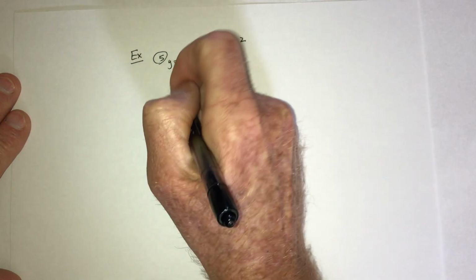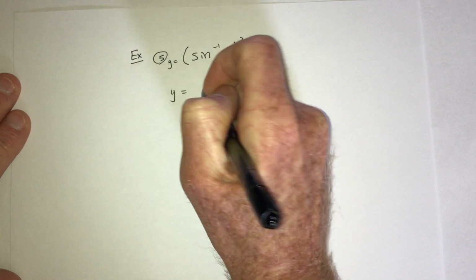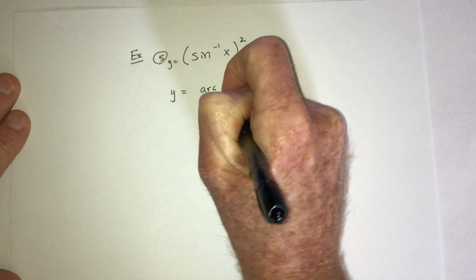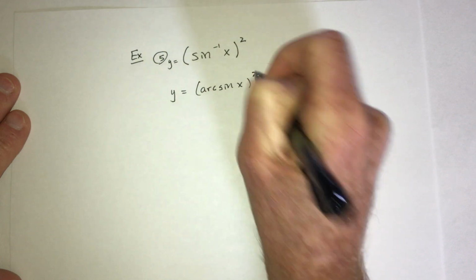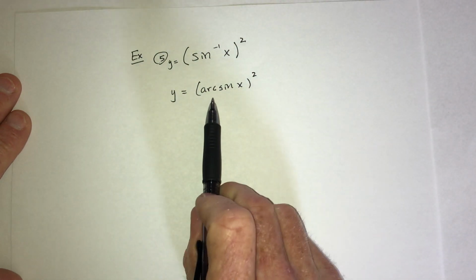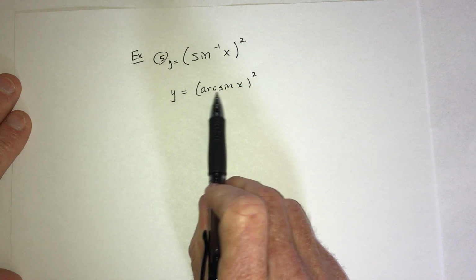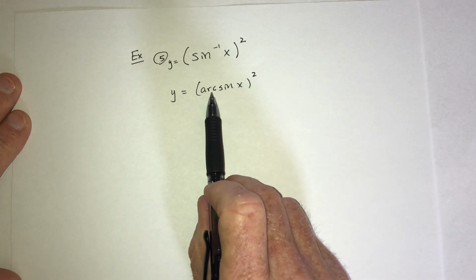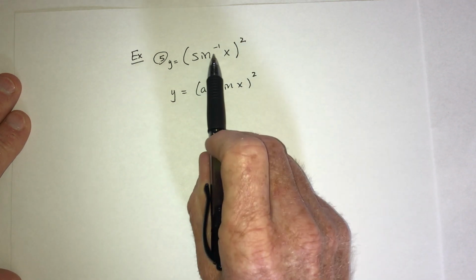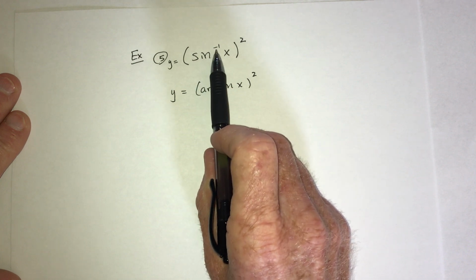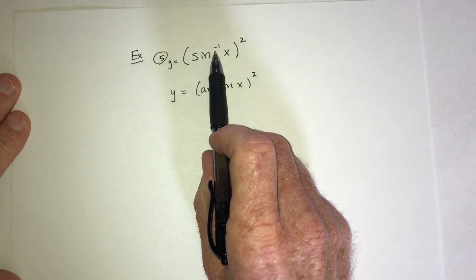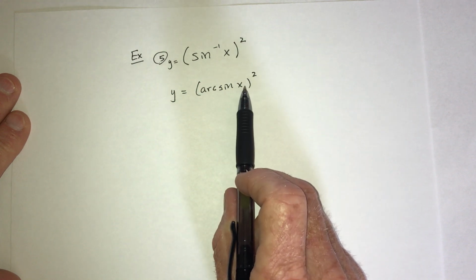Now, some books and other people will write this, because arc sine is just another way to say inverse sine. So this is saying the inverse function of sine, but it's written as if it was an exponent, but it's not really an exponent. So some people write it like this.